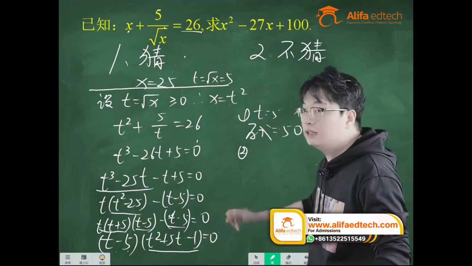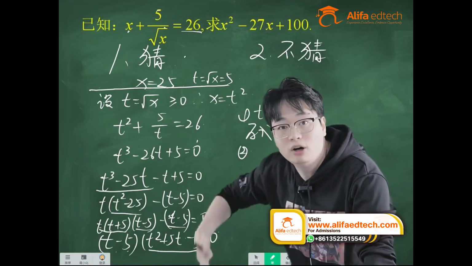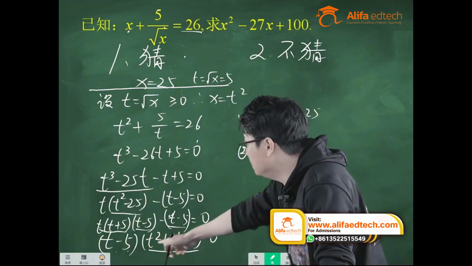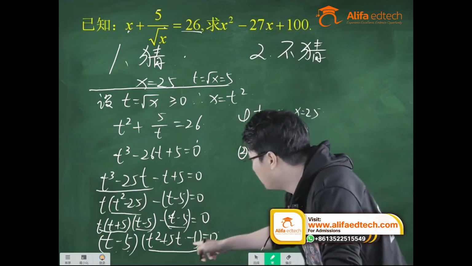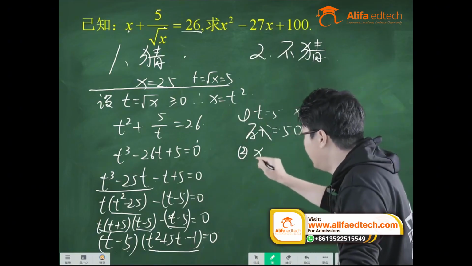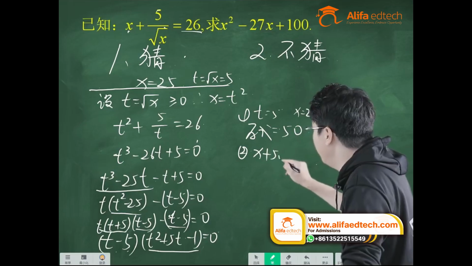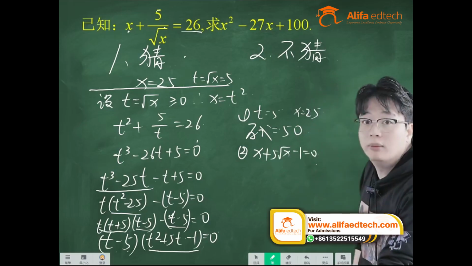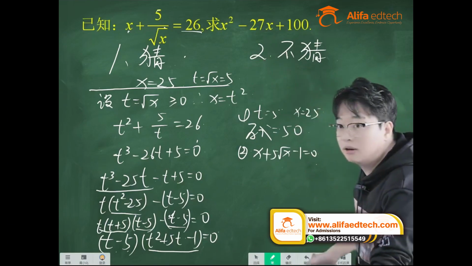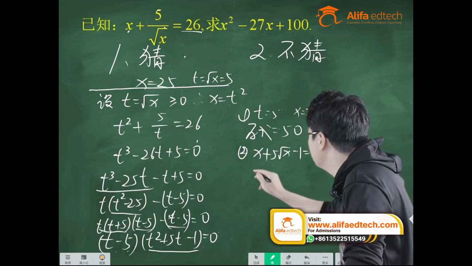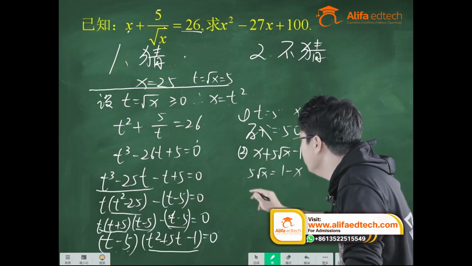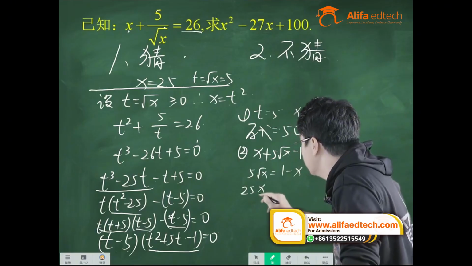We use the overall substitution method in algebra to find a solution. If my t equals the root of x, then t squared must be x. When the expression becomes 0, it is x plus 5 times the root of x, minus 1 equals 0. That's the truth, so I obviously don't want the root of x now, right? Then 5 times the root of x is equal to 1 minus x, and both sides are squared at the same time, which becomes 25x.